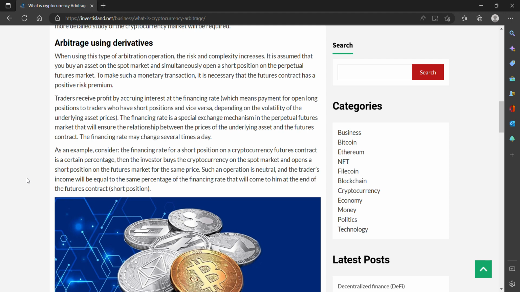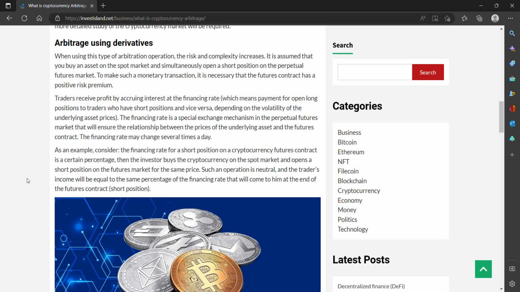As an example, consider that the financing rate for a short position on a cryptocurrency futures contract is a certain percentage. Then the investor buys the cryptocurrency on the spot market and opens a short position on the futures market for the same price. Such an operation is neutral, and the trader's income will be equal to the same percentage of the financing rate that will come to him at the end of the futures contract, short position.